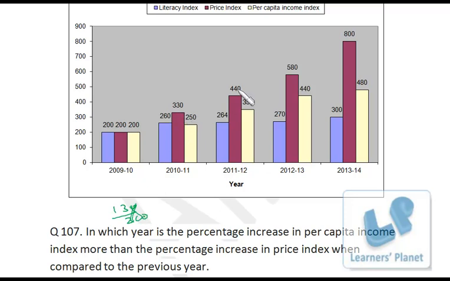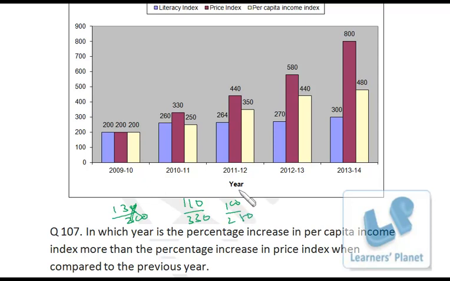Over here from 330 to 440, that is 110 on 330, and from 250 to 350, so 100 over 250, in this year, that is from 1011 to 1112. Now this is price index percentage change, and this is per capita income percentage change. Now this is 1/3, that is 33%, and this is 1/4, that is 43%. I'm sorry, this is 40%, this is 33%, right? So definitely over here this is bigger.